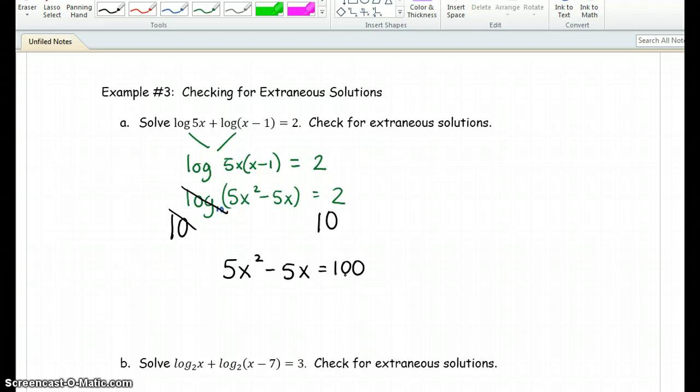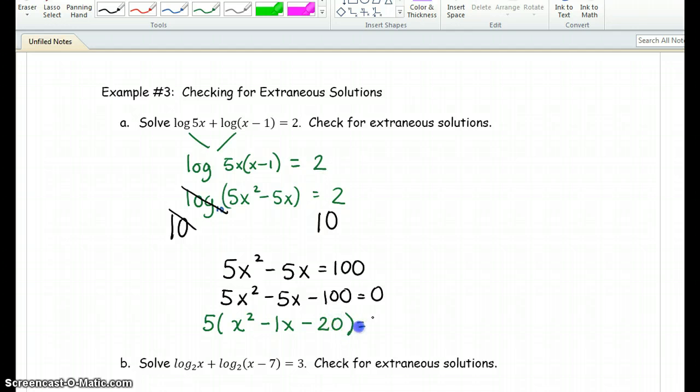All right, now we do have a quadratic in our hand, so I'm going to go ahead and move everything to one side. Set it equal to 0. And I do notice that they all have a 5 in common, so I'm going to factor out a 5, and we get x squared minus 1x minus 20 equals 0. And I'm going to see if we can factor this out. So I'm going to move it over to the side a little bit here. Here's the 5 we had out. Let's see if we can factor the quadratic.